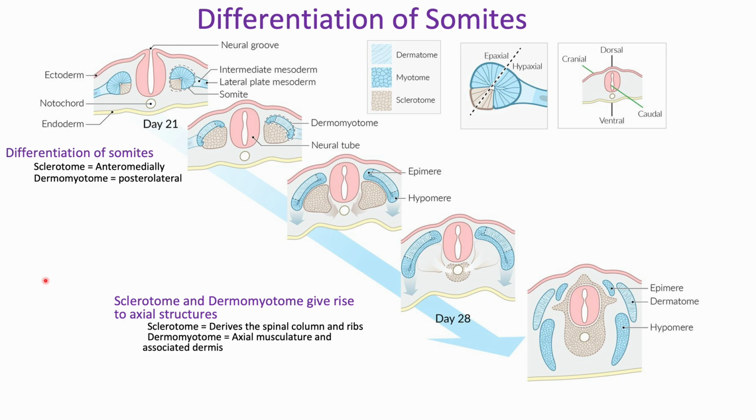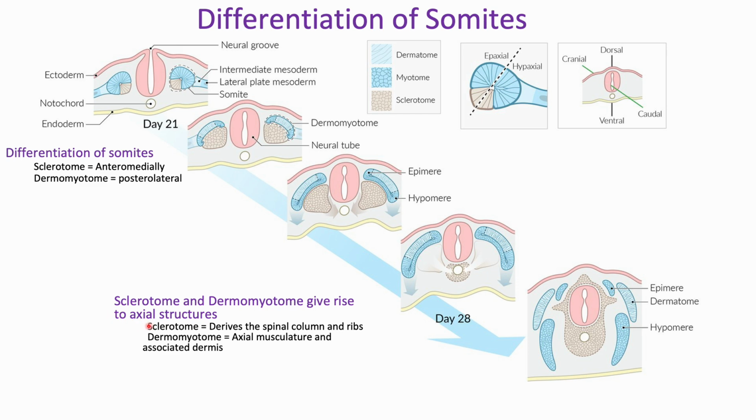So these somites are forming just on either side of the paraxial mesoderm. So this is the paraxial mesoderm differentiating into the somites. The somites are going to differentiate once again into two separate components. You're going to get the sclerotome, which is going to be this tan color that is anterior medially, and the dermomyotomes, which are going to be located posterior laterally. So over time, these structures are going to give rise to the axial skeleton and associated musculature.